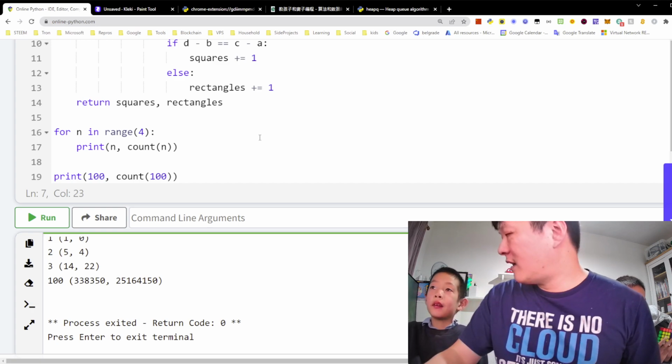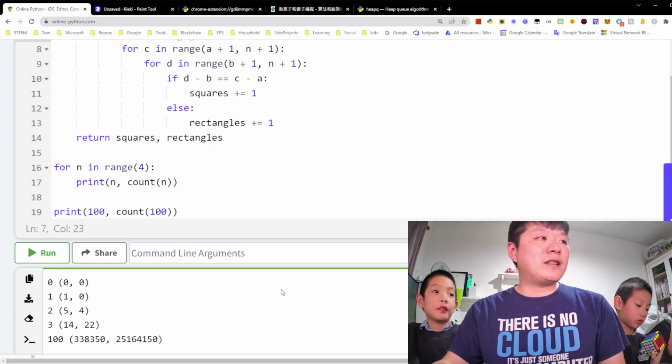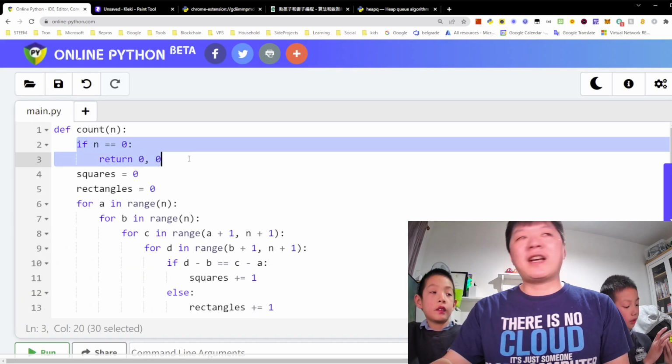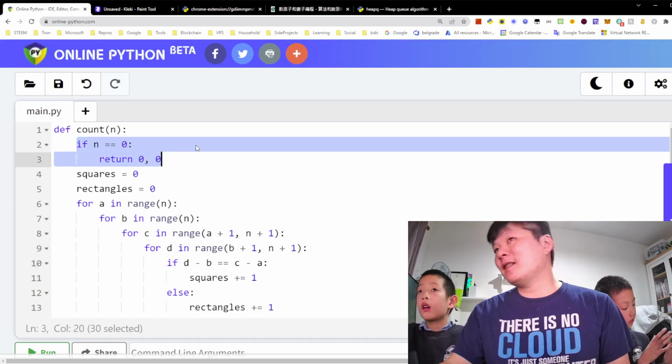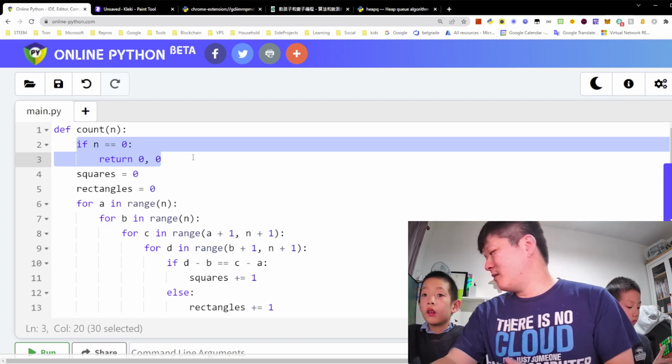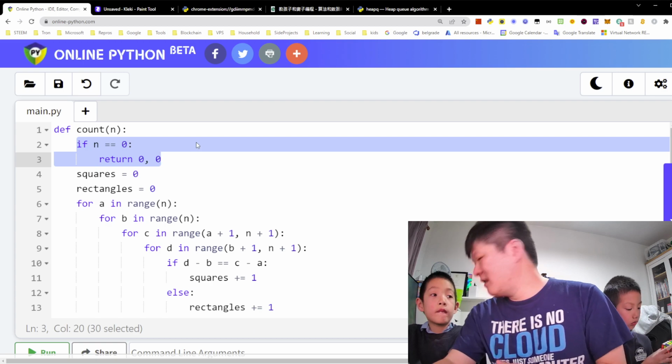How about 0 by 0? 0 by 0 is 0. Why is that? Because we already put a check here. If it's 0, it's a special case. We don't need to count it if it's 0 by 0, because it's just 0, it's nothing.